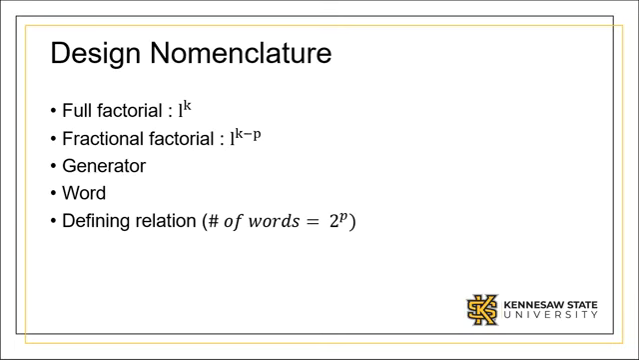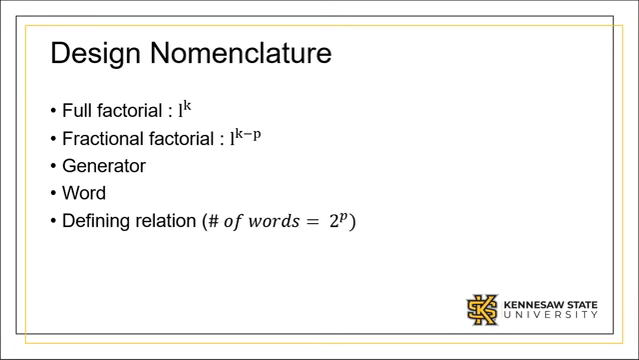Let's begin by setting up some DOE nomenclature. For a full factorial design, the number of experiments can be calculated by raising the number of levels, L, to the power of the number of factors, K. For a fractional factorial design, the number of experiments can be calculated by raising the number of levels, L, to the power of the number of factors, K, minus the number of interactions that are confounded, P.